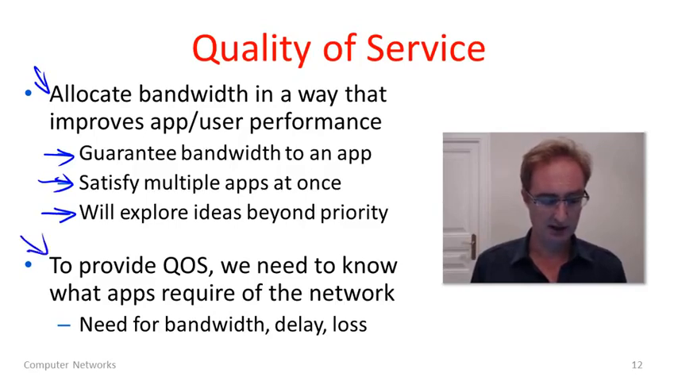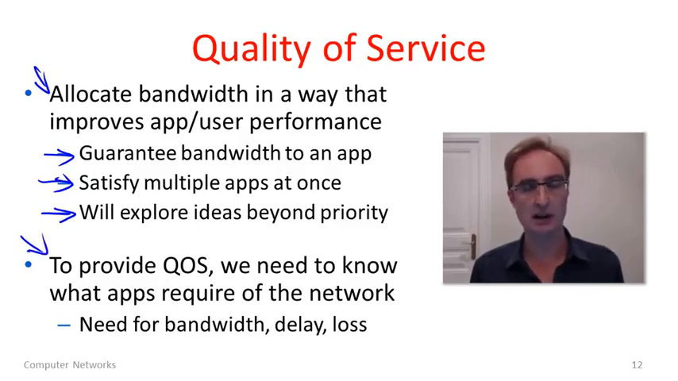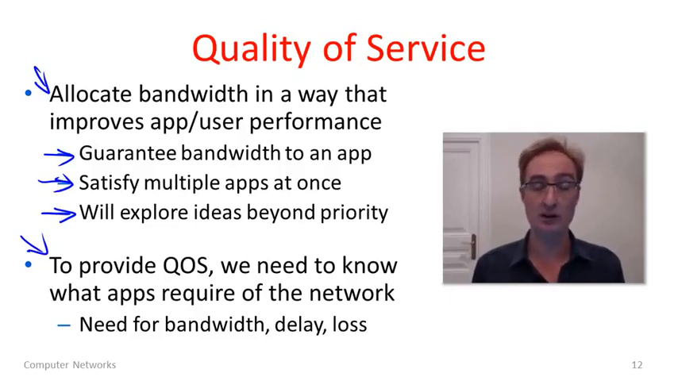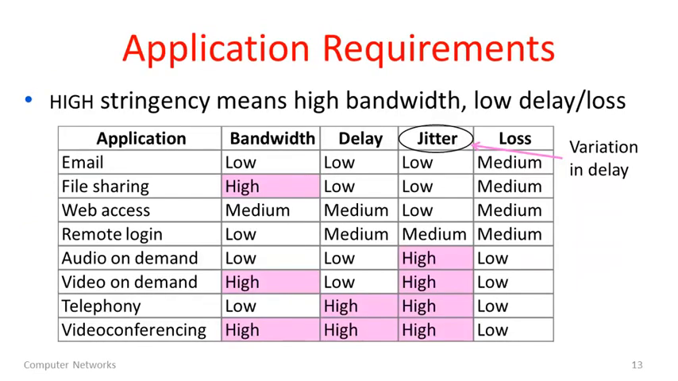Okay, but one point I've got to make here is that to provide quality of service, what quality of service actually is sort of depends on applications. So we need to know what it is that applications require of the network. Do they care more about getting a high bandwidth, a low delay, a low variation in delay, low loss, or maybe something else entirely? We need to know before the network can possibly provide it.